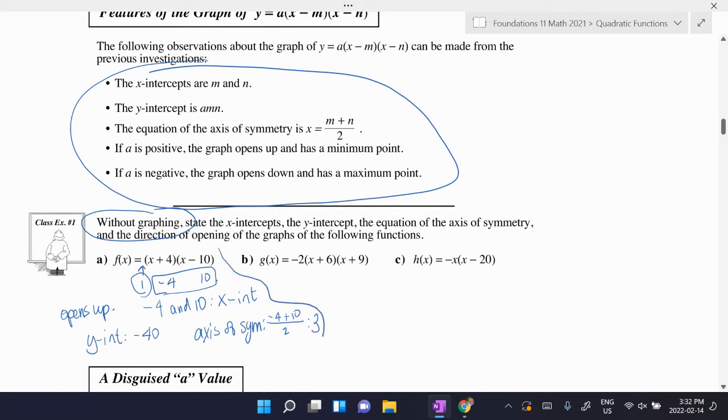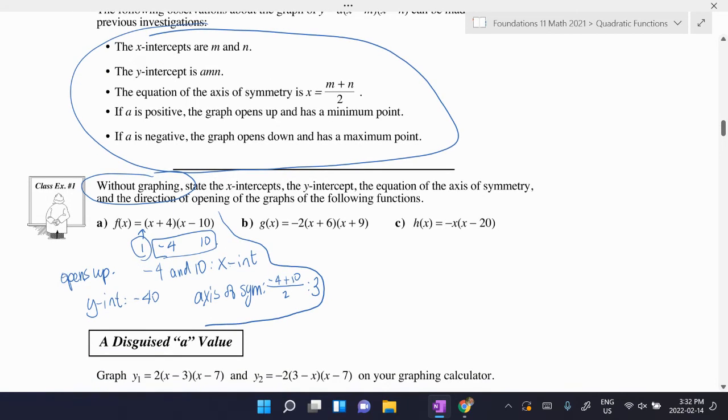Now, if you've done like me, then make sure it stays over on that side, okay? I need more space. All right. This one's negative, so my A is -2. My M is -6. My N is -9.